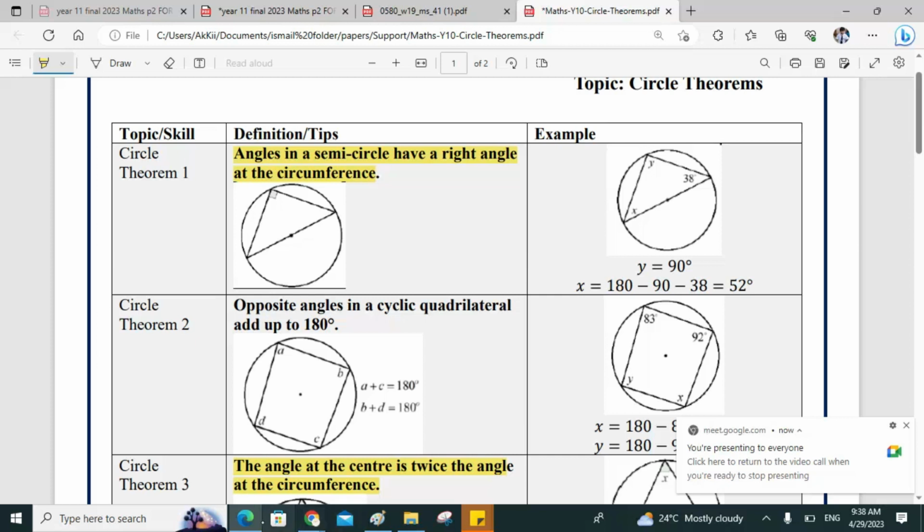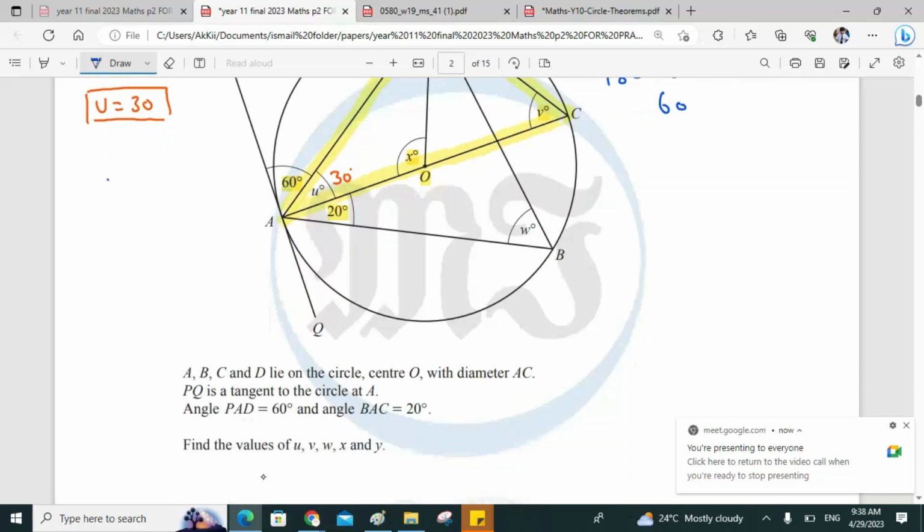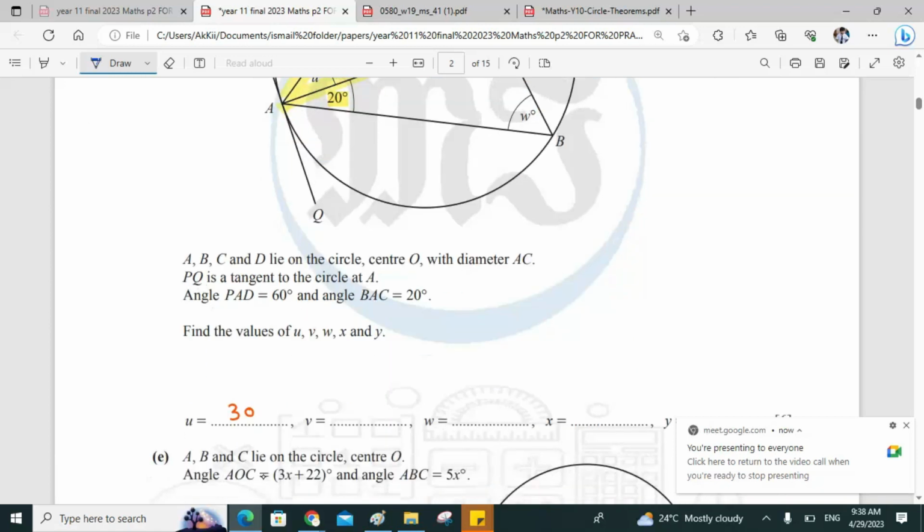So when you add up all of them together, that angle will become equal to 180 degree. So this is 90 plus 120, 120 goes over there, so it is 180 minus 120 is equal to V, that is 60. So V is 60. Okay, what about W?